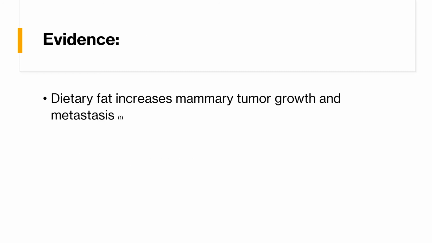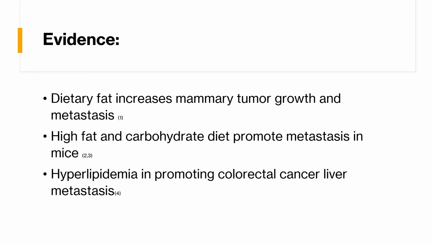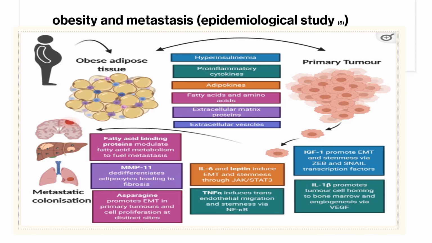According to a study, high-fat diets are known to cause obesity and are associated with breast cancer progression and metastasis. Different studies on mice also suggested that a diet rich in fat and carbohydrate promotes metastasis. However, only the high carbohydrate diet induced enlargement of the primary tumor. A study provides a comprehensive overview of the role that hyperlipidemia plays in colorectal cancer metastasis. A meta-analysis gave evidence that obesity has a prominent effect on the metastatic activity of cancer.